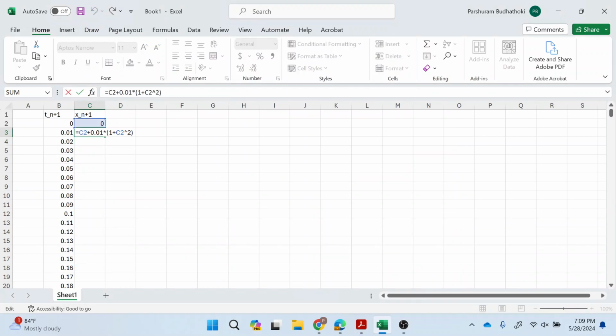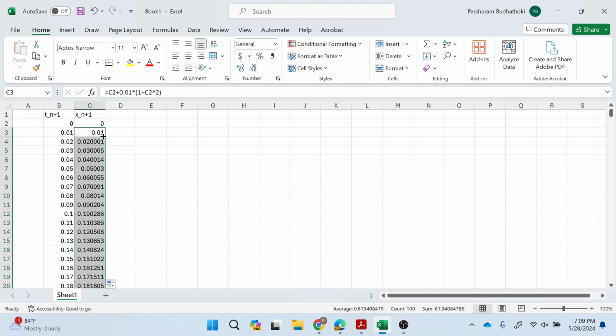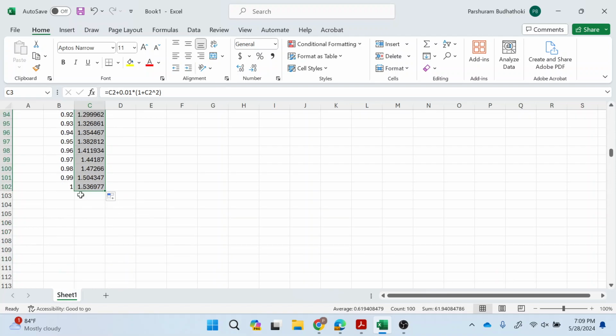Now, if I highlight this and double click, it's going to calculate the same thing for the rest of the values. So as you can see here, the last value, the value of x at 1, is 1.5369. But is this the value we're looking for?